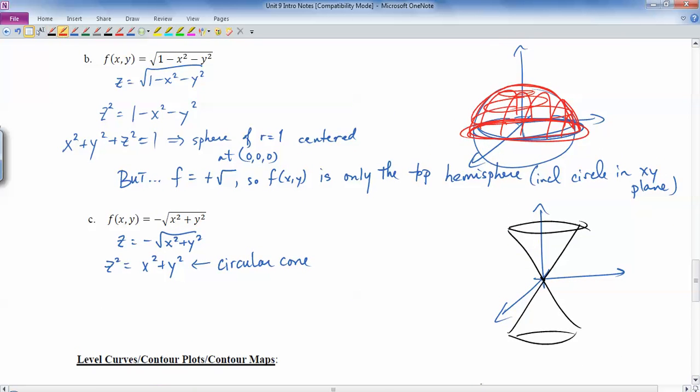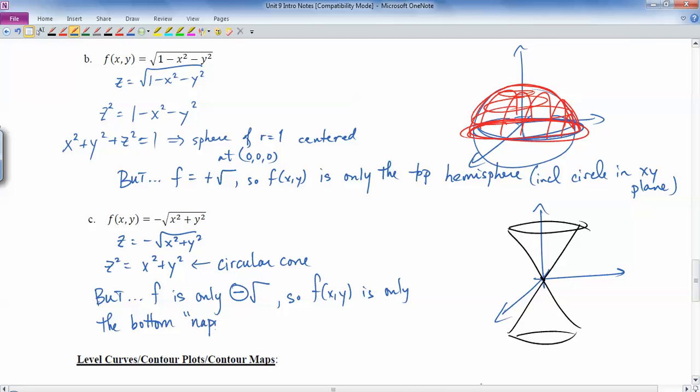Okay, but we've got another but here. F is only the negative root, right? So f of xy is only the bottom. By the way, when you have a double cone like this, each part of it, each chunk, is called a nap, or nape, maybe, I'm not sure. But it's the bottom nap or nape of the cone. So the only part that you want is this part, not this part up here. Okay.